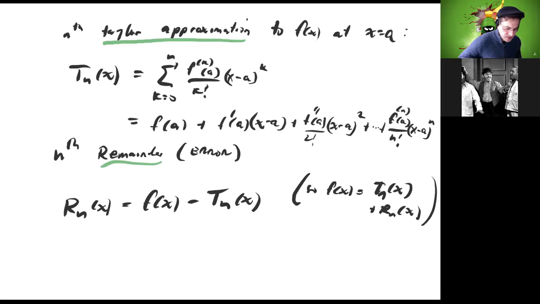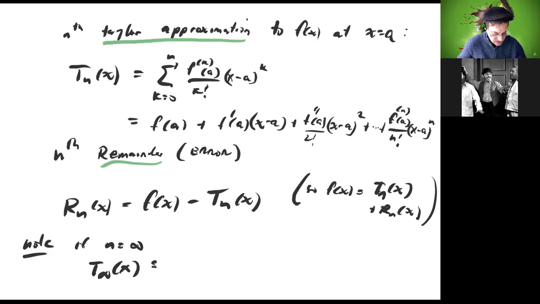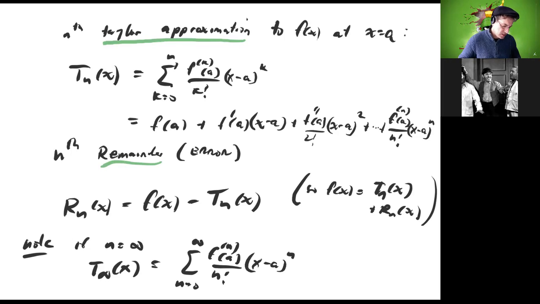In any case, here's the result I want to mention. So this is the first theorem. We could also note if n equals infinity, we have T infinity of x is the sum, n goes from 0 to infinity, of the nth derivative at a over n factorial, times x minus a to the n. This was the power series that we described before. So this is a power series.